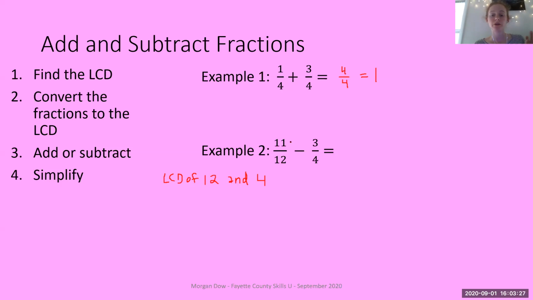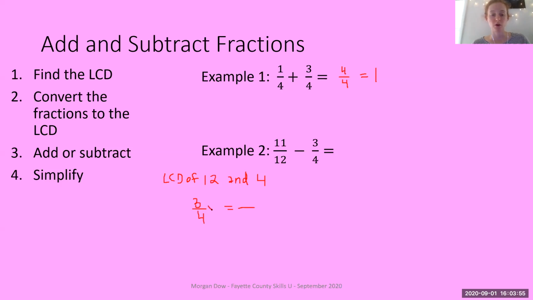That means our first fraction, 11/12, can stay as it is, right? When we're converting the fractions to the least common denominator, if it already has that denominator, it just stays as it is. We don't have to do any work on it. So we're going to need to only convert our second fraction. We're going to convert that 3/4. We're going to raise it to 12ths.